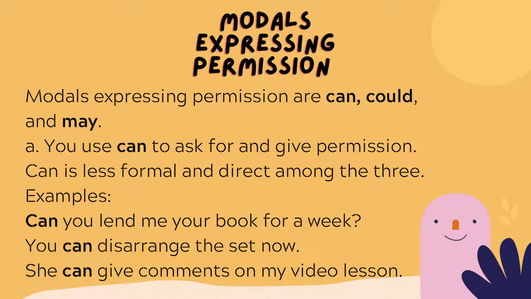A. You use can to ask for and give permission. Can is less formal and direct among the 3. Example: can you lend me your book for a week? You are asking for permission. You can disarrange the set now. You are giving permission. She can give comments on my video lesson. The sentence also gives permission.